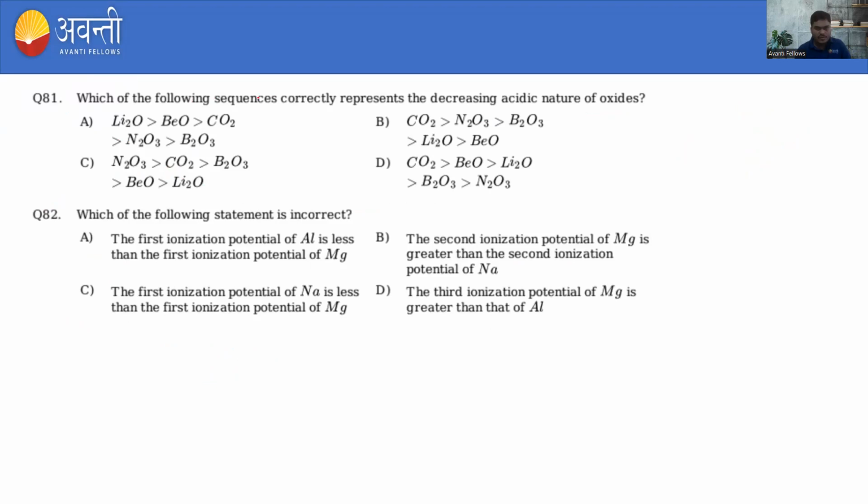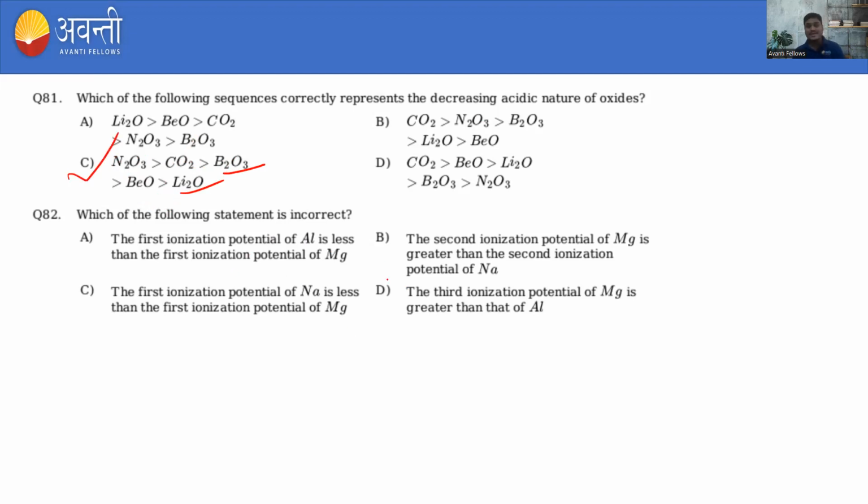Now, which of the following sequences correctly represents the decreasing acidic nature of the oxides? Again, this question is on the acidic nature of oxides. In this you have to identify the decreasing order. Very same question like N2O3 forms HNO3, H2CO3, B2O3, BeO or Li2O. They have the most electronegative. So C is the correct answer.